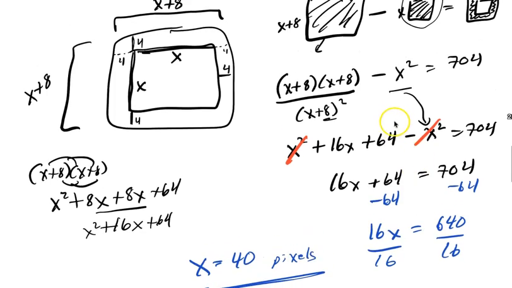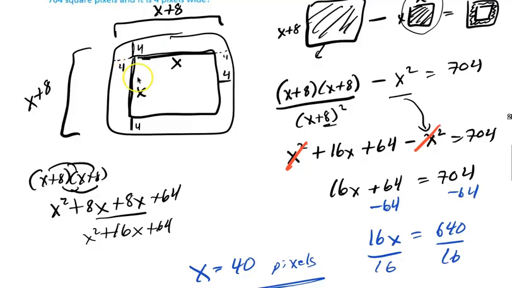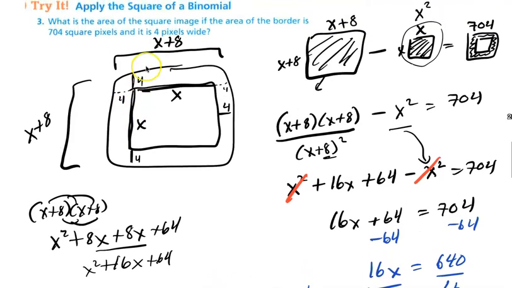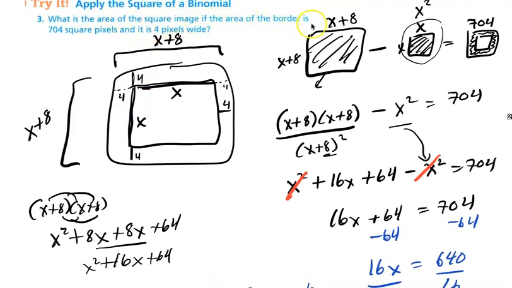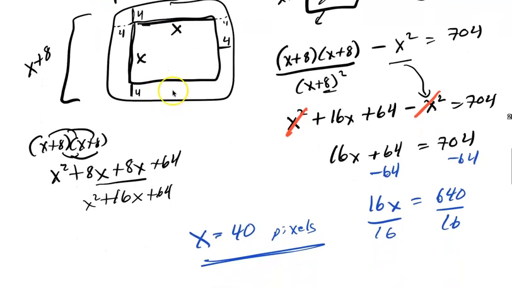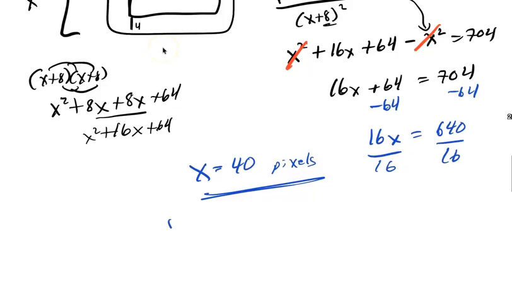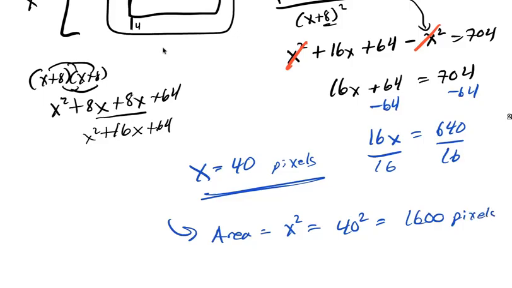So that is the length of this picture frame. Now, what is the question though? What's the area of the square image if the area of the border is 704? So they want the area of this square image. So let's answer that question. The area would be x squared, which in this case would be 40 squared, which would be 1600 pixels squared.